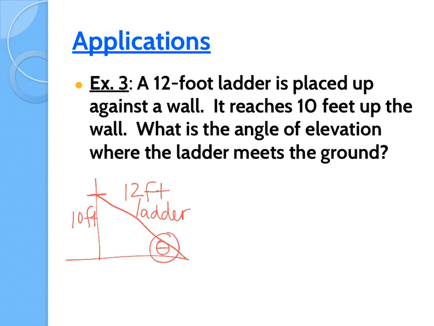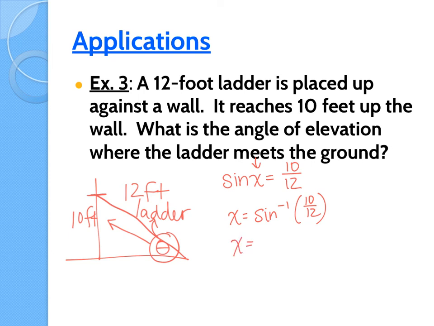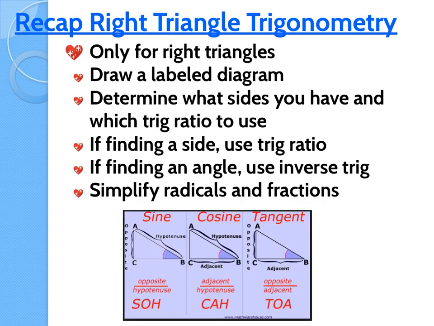So again, I go to my angle, I see what I have, opposite and hypotenuse, so that's going to be sine. So I'm going to do the sine of x equals 10 over 12. This time I don't have my angle measure, so I need to undo the sine, which means inverse. So I'm going to do x equals the inverse sine of 10/12. And you would hit that blue button on your calculator and then sine, and that's going to give us about 56 degrees.